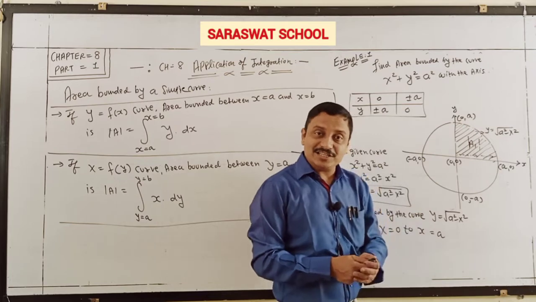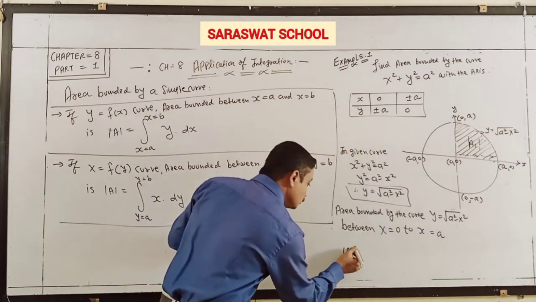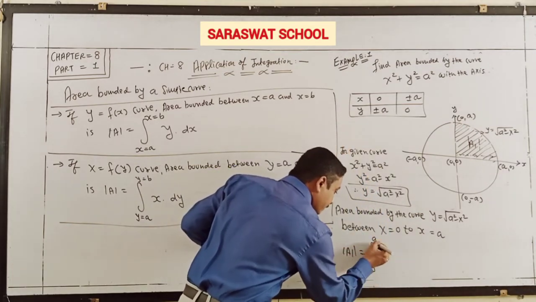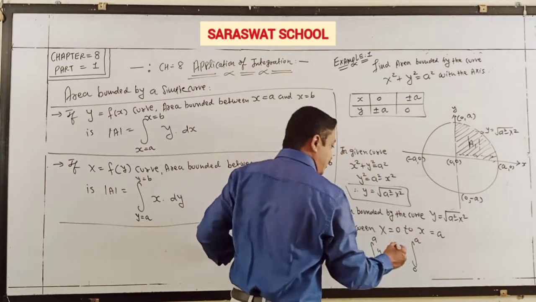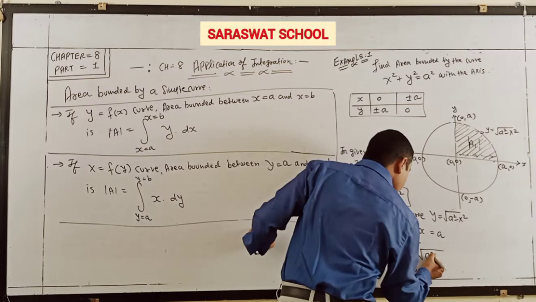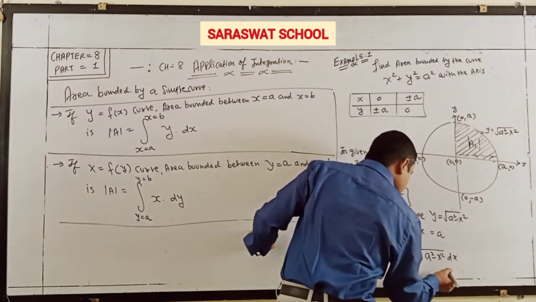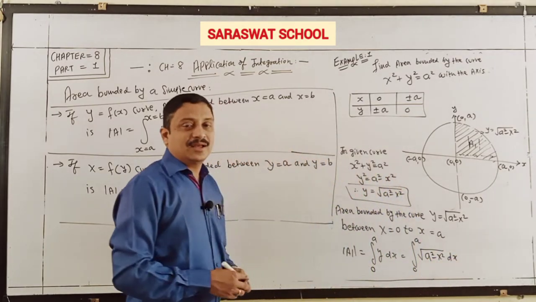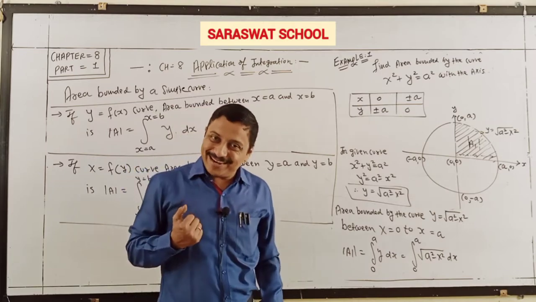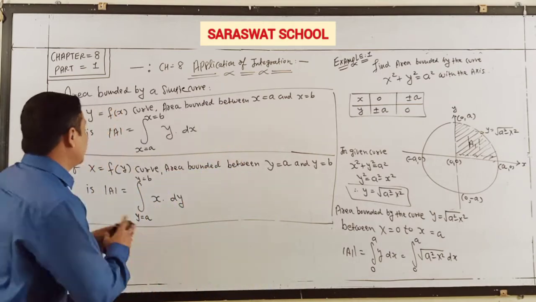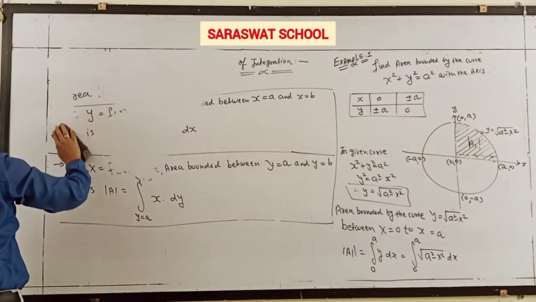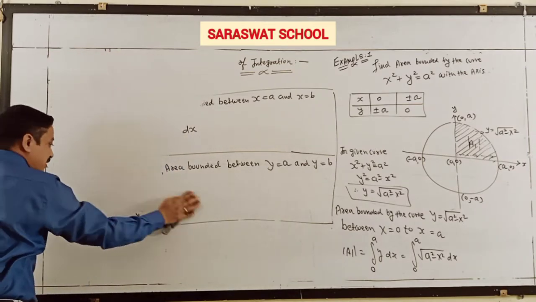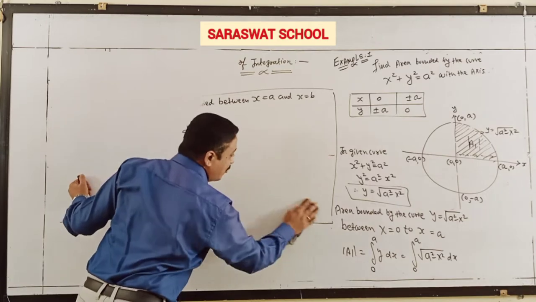That I put in integration: A1 is the integral from 0 to a of y dx, and what's your y? Under root a square minus x square dx. Now this formula you know very well. Yes, that's your integration formula. And easily students, you can do your integration, put in the limits, and get the area A1.